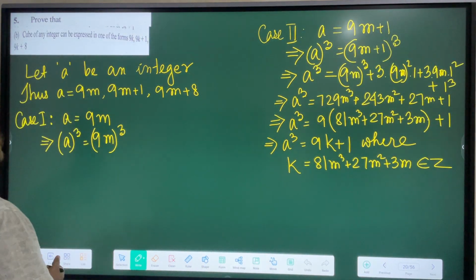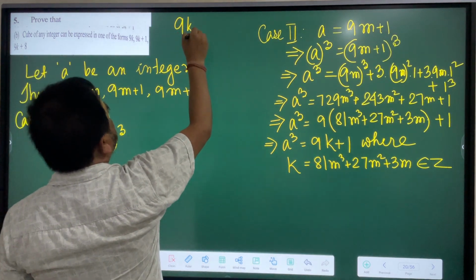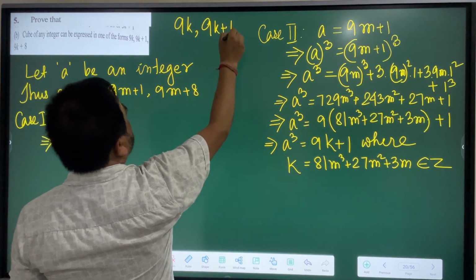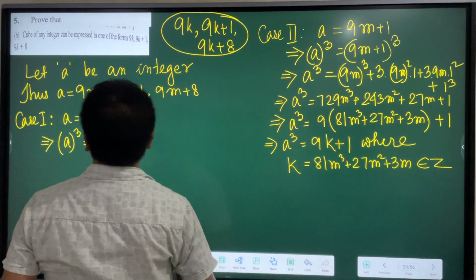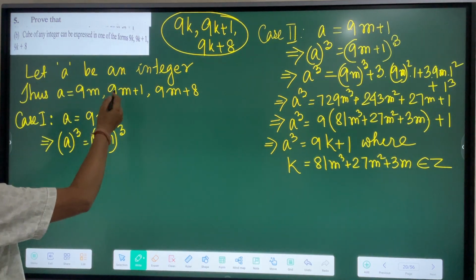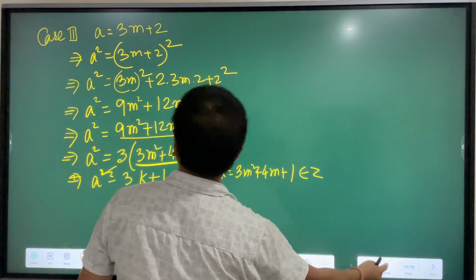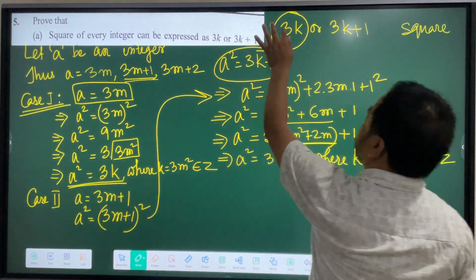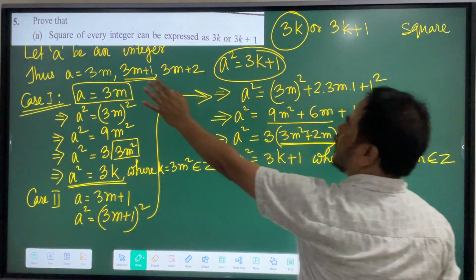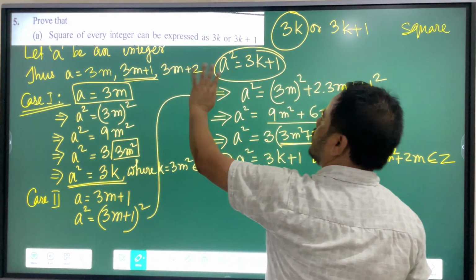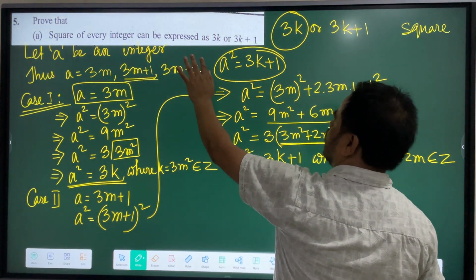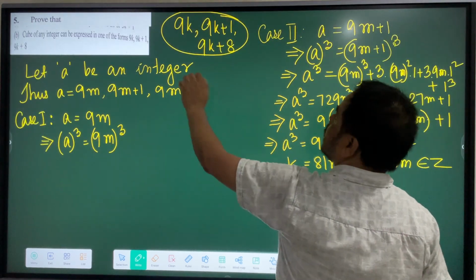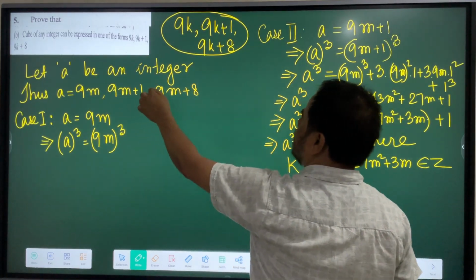Same thing here, number 5b also. Here we have to express it as 9k, 9k plus 1 and 9k plus 8. So let a be an integer. Like the previous sum, where we had to express as 3k or 3k plus 1, we took a equals 3m plus 1, 3m plus 2. If it were 4k, we could have taken 4m plus 1, 4m plus 2. In this sum, since it is given 9, we take 9m, 9m plus 1, 9m plus 8.